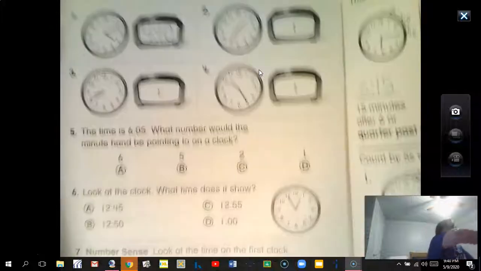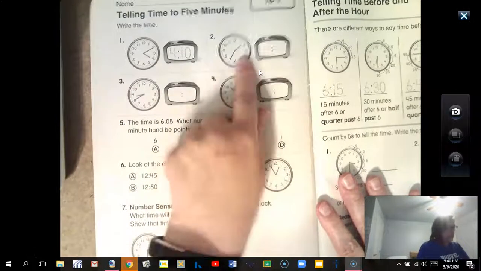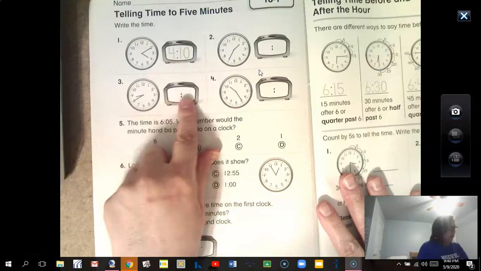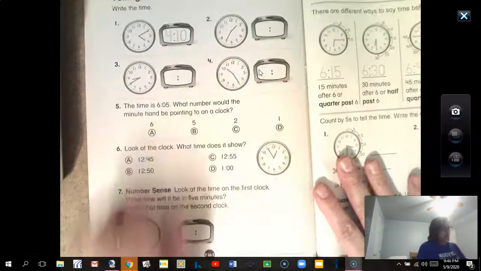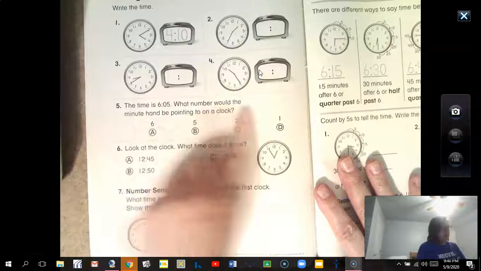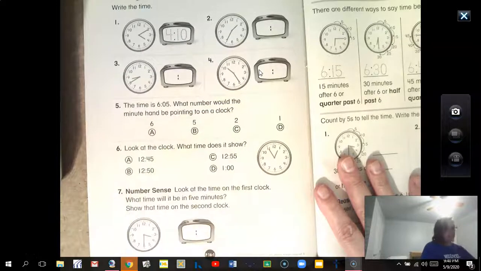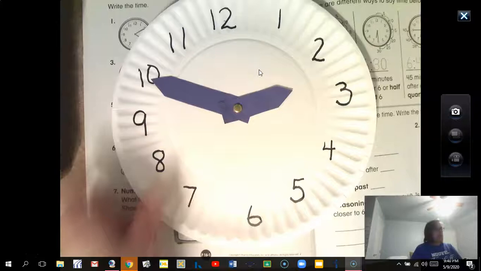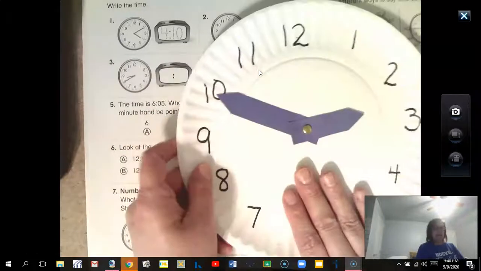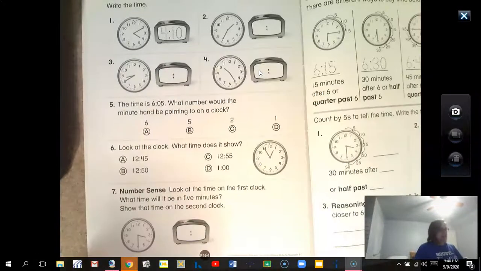Same thing here, telling time to 5 minutes. So you're going to figure out what the digital time is and write it. Don't forget to trace that. What time is 6:05? What number would the minute hand be pointing to on the clock? So you can use this to help you. Okay, figure out the time. Get 6:05 on here, 5 minutes after 6. And then you'll know what it's pointing to.